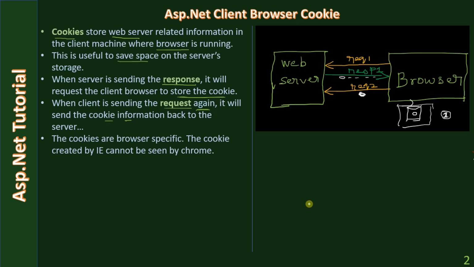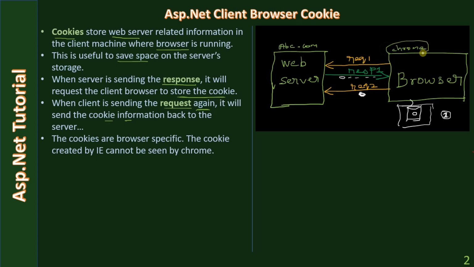The cookies are browser specific. The cookie created by IE cannot be seen by Chrome. So here, when we are talking about the web server asking the browser to store the cookie information, the cookie information is browser specific. Let's say here the web server is abc.com, right? And the user is browsing that through Chrome.